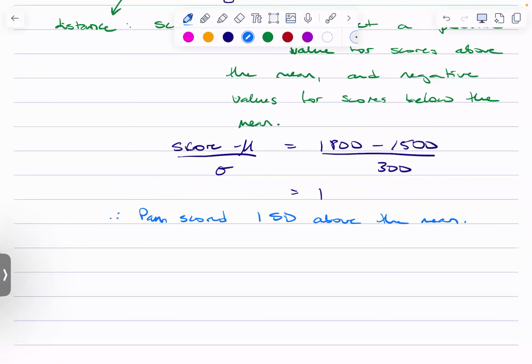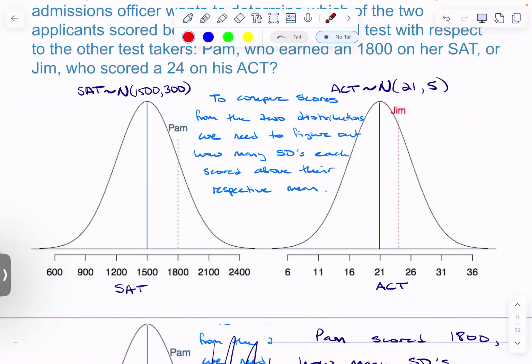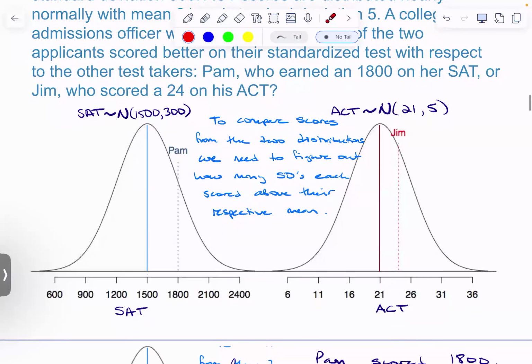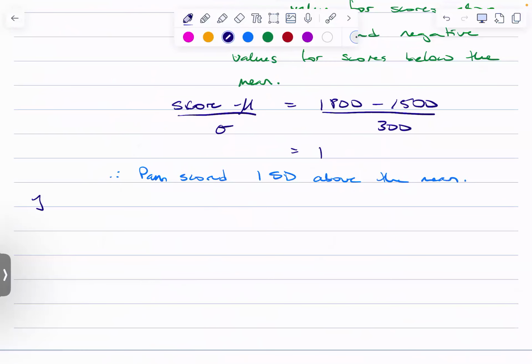How does that compare to Jim? Let's see. Jim scored 24 on his ACTs, and they're centered on 21 with a standard deviation of 5. Uh-oh, it doesn't look good for him, does it? So Jim scored 24 on the ACTs, which follow a normal distribution centered on 21 with a standard deviation of 5.